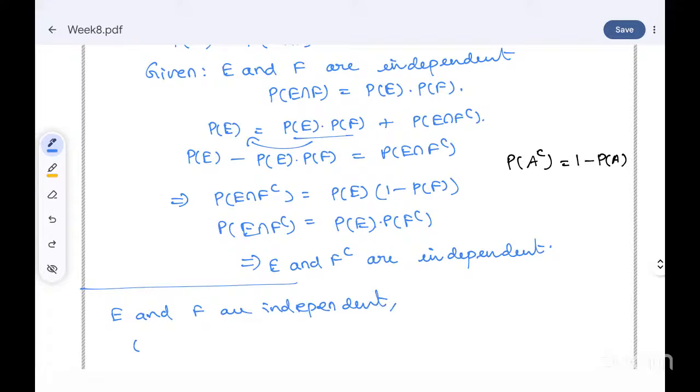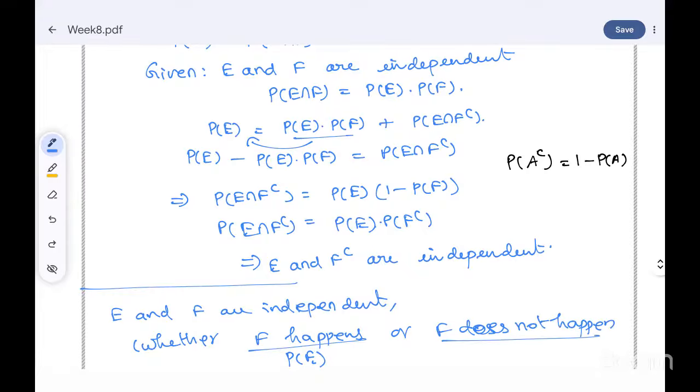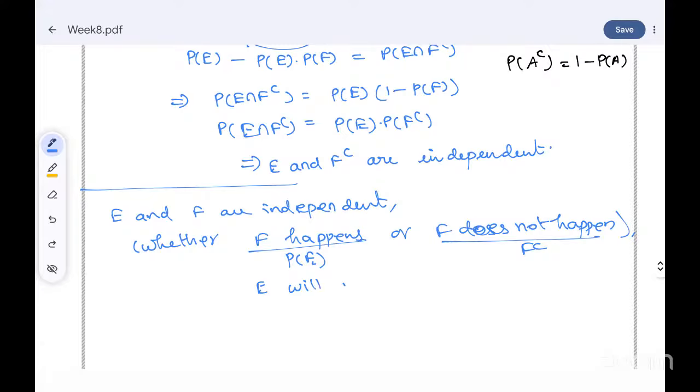Whether F happens, so that is the event of probability of E, or F does not happen, so that is F complement, E will not be affected. Right? That is the intuition. Whether F happens or not, it does not matter. F does not matter to E at all. Okay? So that is the meaning of being independent.